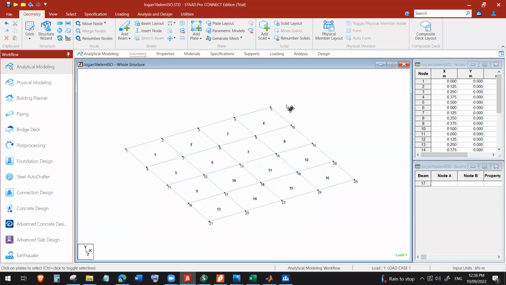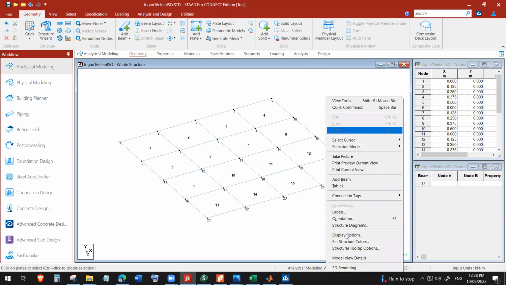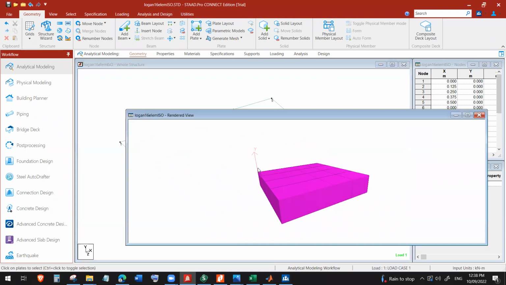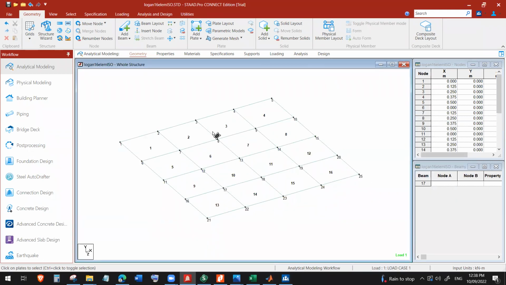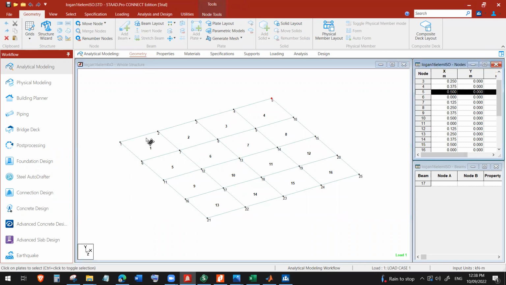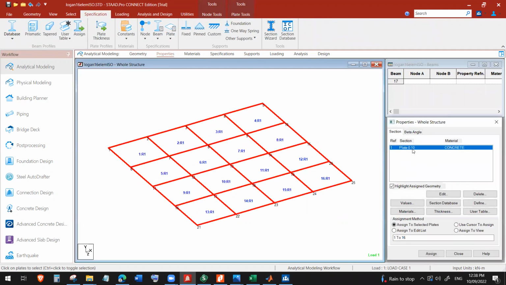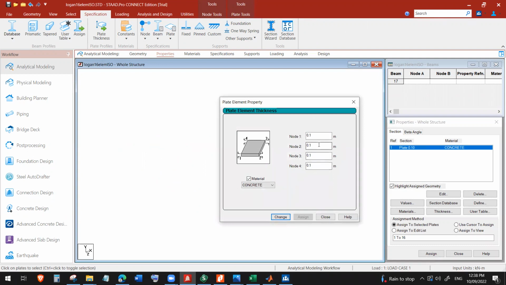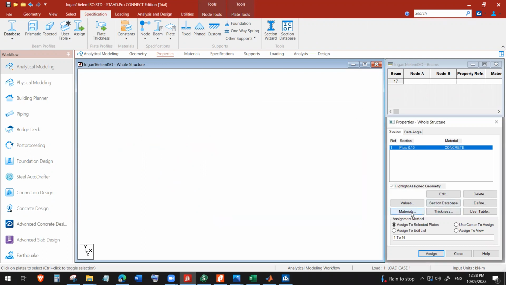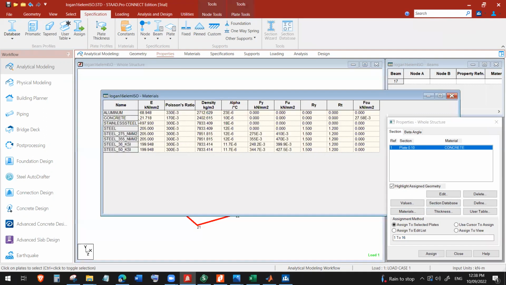Okay, so let's continue with the isolated footing problem, having 100 mm thickness and 500 mm width. Its properties are now concrete, with a Poisson ratio of about 0.17 and an elasticity of 21.7 gigapascal.